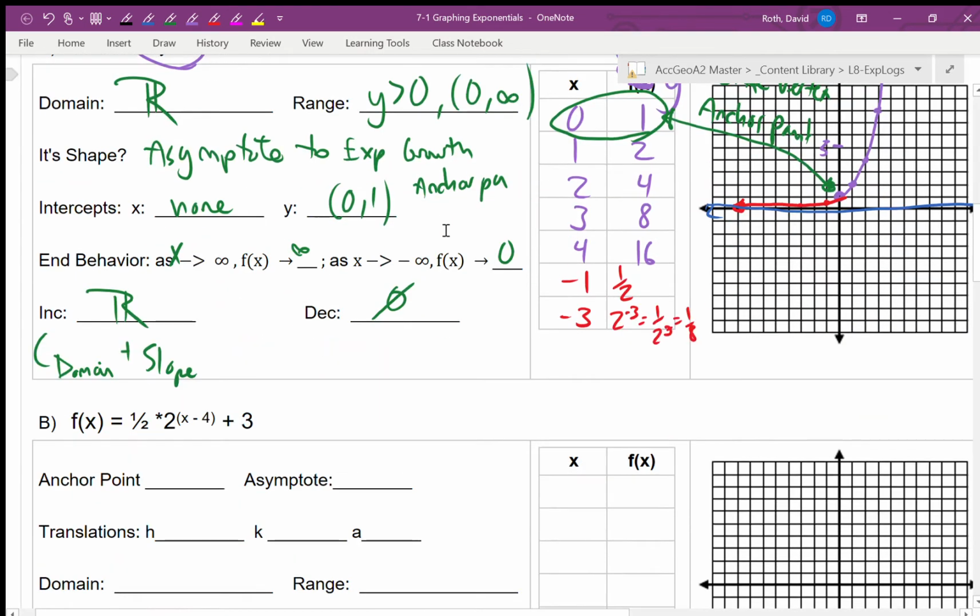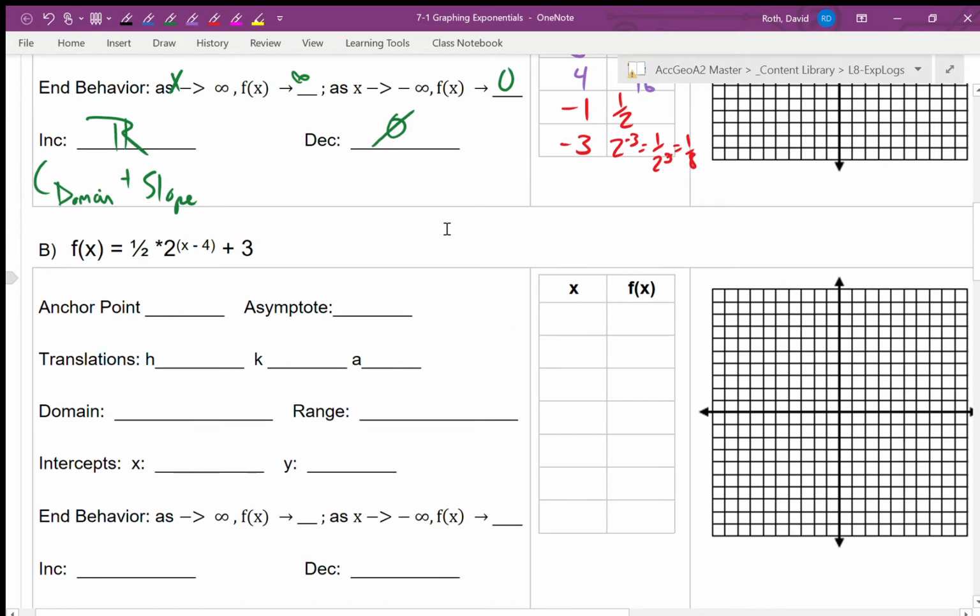Okay, fine. Let's do another one. So in this one, note, I should have a translation that will shift my 2 to the 0 power to be at x equals positive 4. So if I were to plug in 4, let's do that. 4 minus 4 is 0. So this whole thing then is 2 to the 0 power, which is 1. 1/2 times 1 is a half, plus 3 is 3.5. Notice, this is my anchor point now.